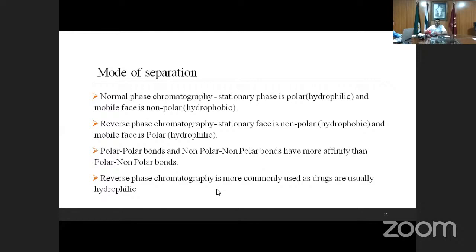HPLC itself is not reverse phase. Only the column is reverse phase. So keep in your mind, reverse phase means we change the phase of the column, or the material packed in the column, which is the reverse phase.